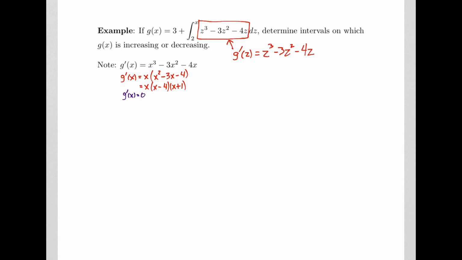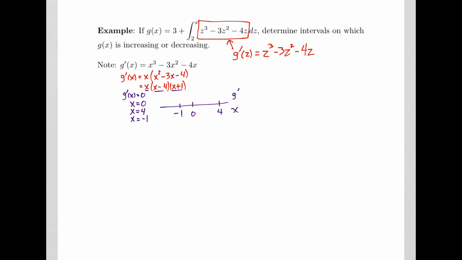And so we have 3 factors. Each factor, you might have either x equals 0, or x equals 4, or x equals minus 1. Those are the three spots where my function can be 0. So I'll put them on a number line. Those are all x values.